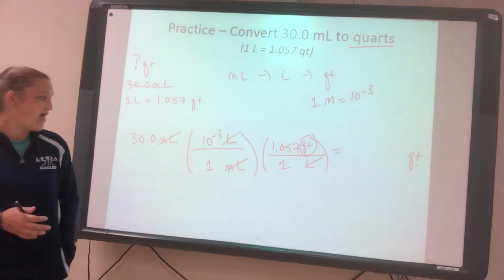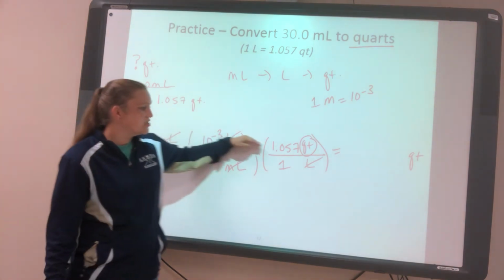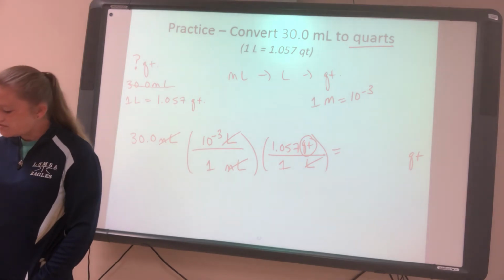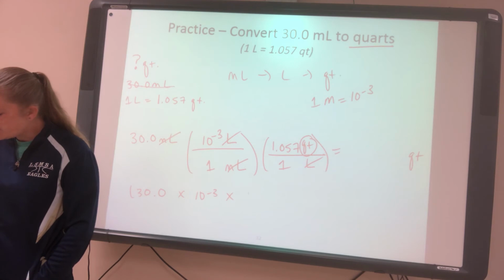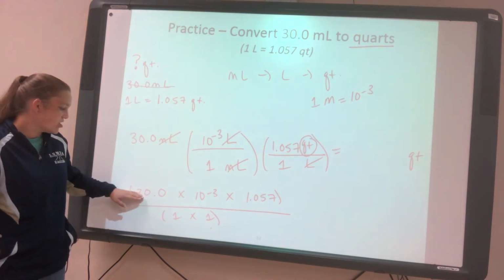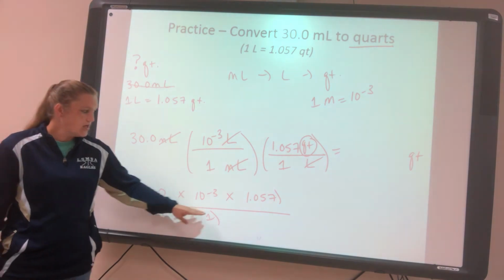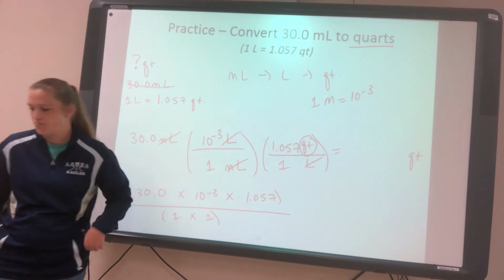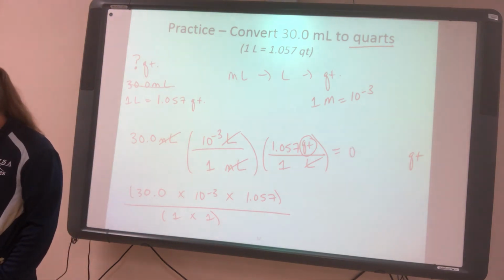Now I have to do the math. The top is multiplication, then you divide by the bottom. So I'll write this out so you can see it. This would be 30 times 10 to the negative 3 times 1.057 divided by 1 times 1. So all you really have to do is multiply the top. When you multiply that, you get 0.03171.